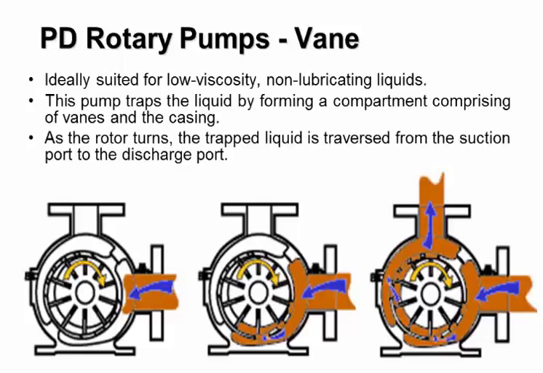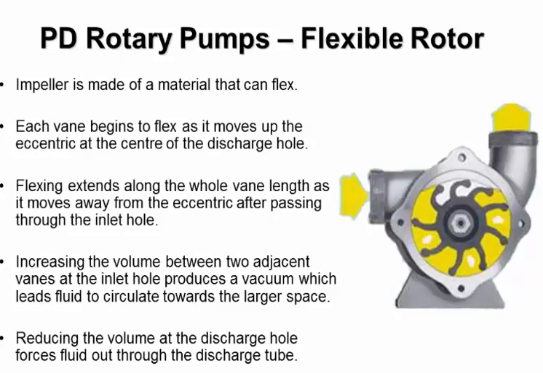Now, another variation here is a rotary vane pump. And it works on exactly the same principle as the previous two, the gear pump and the rotary lobe pump, in that we trap a pocket of liquid in between the vanes and the casing, and we transport that around from suction to discharge. And you can see this even clearer on the flexible rotor pump. Here, the rotors turn, and as they turn, they trap liquid in between the vanes. And as it rotates, it pushes the liquid out through there.